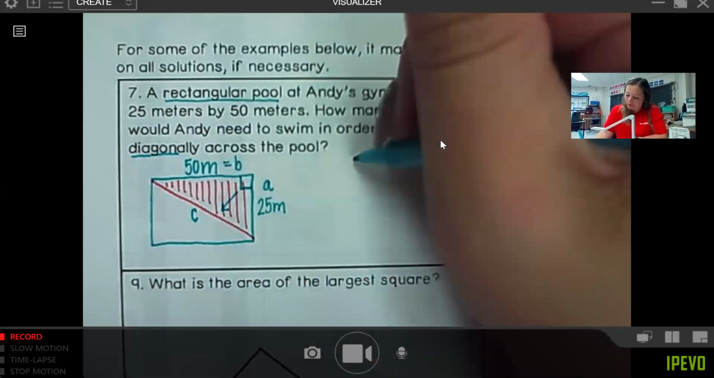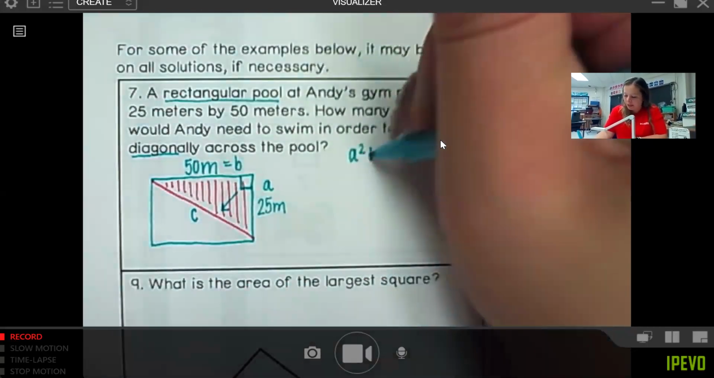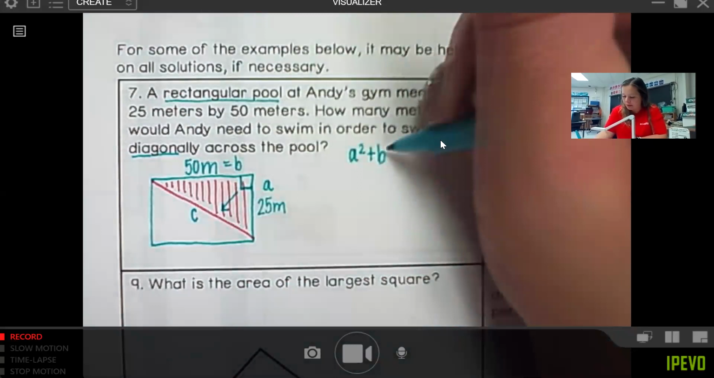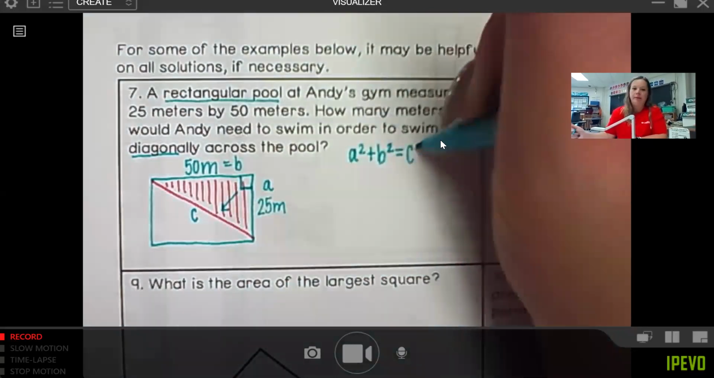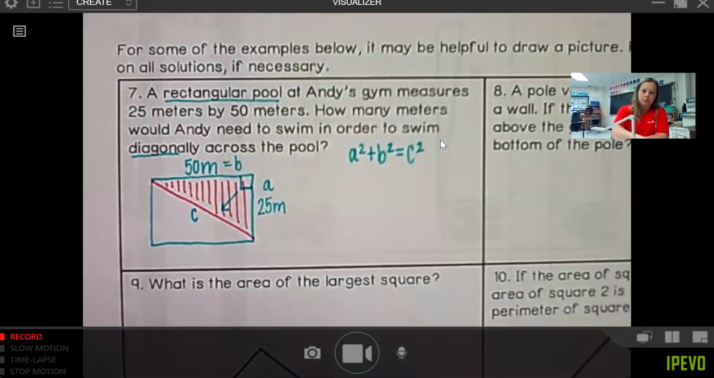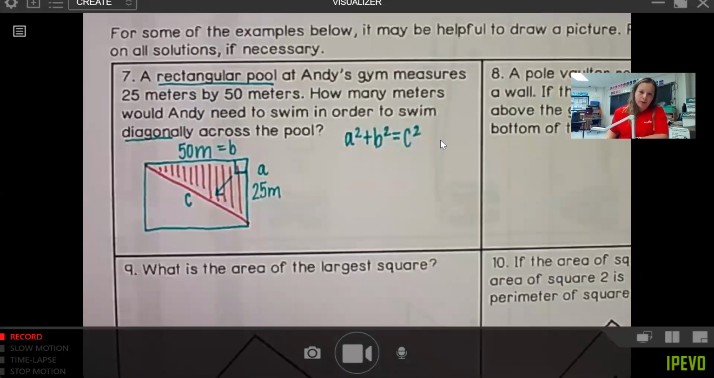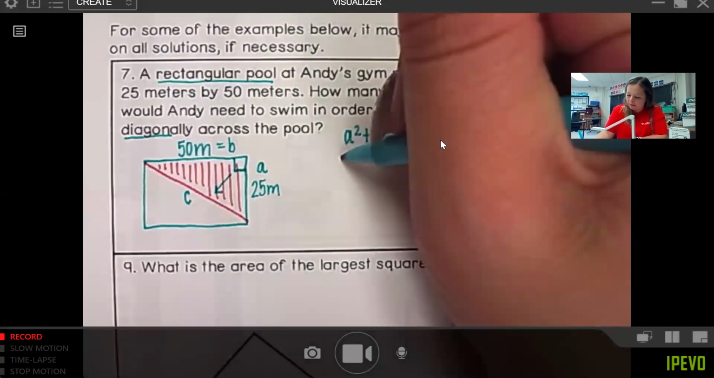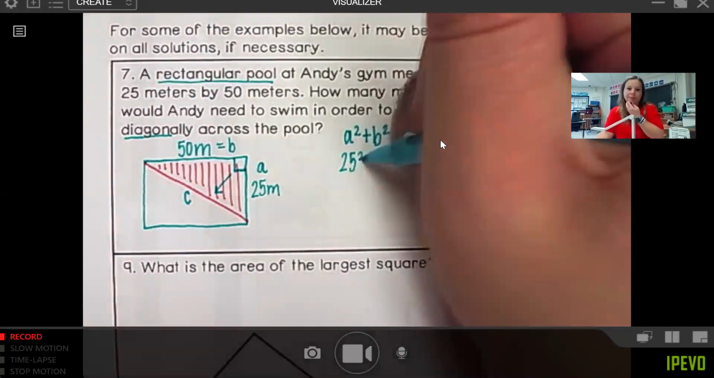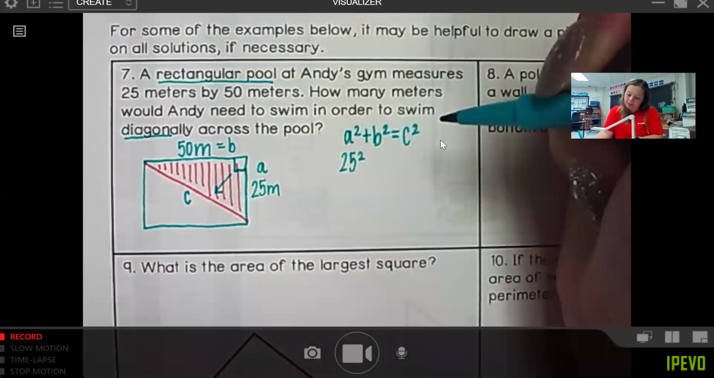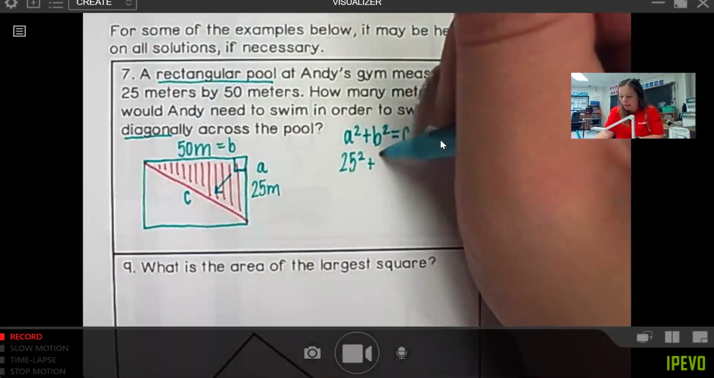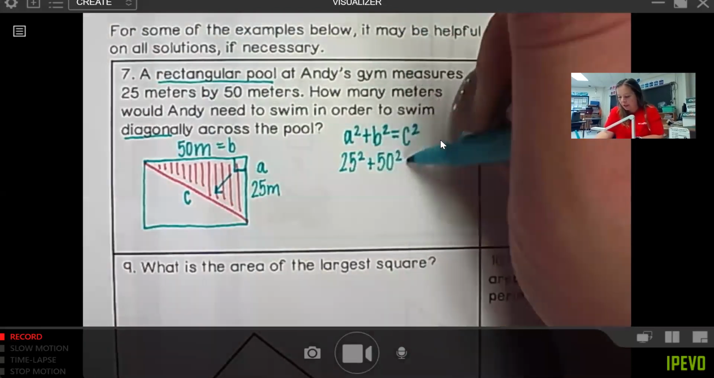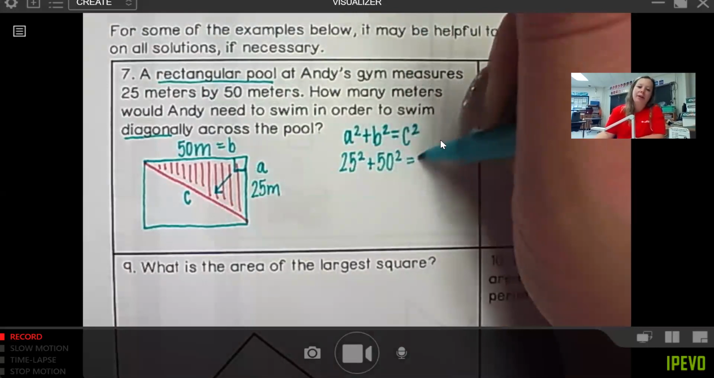And then I'm going to start by writing the Pythagorean theorem. A squared plus B squared equals C squared. I'm going to fill in what I know. So we have A squared, so 25 squared, plus 50 squared. And I'm looking for C squared because I don't know how long that diagonal line is yet.